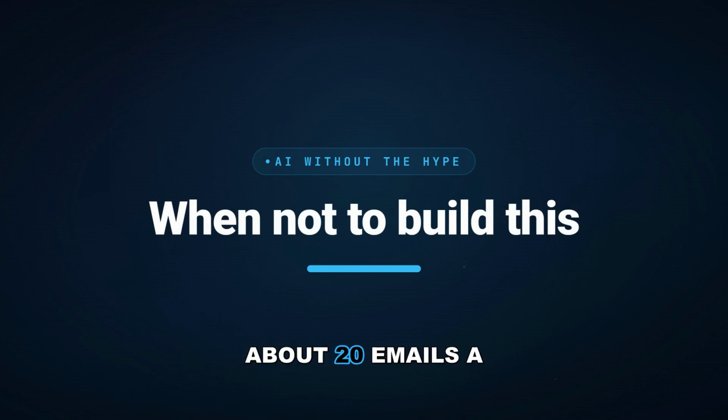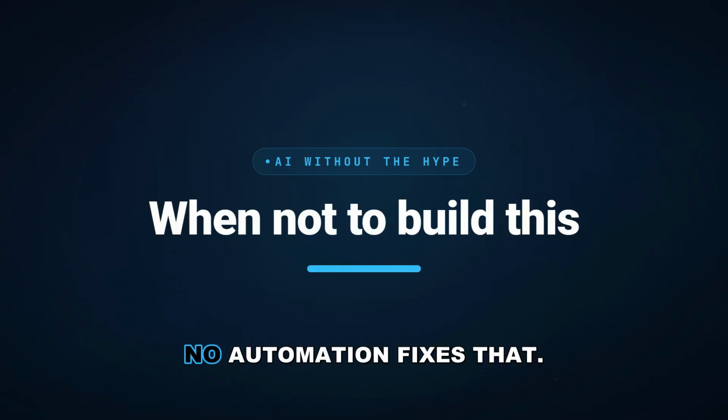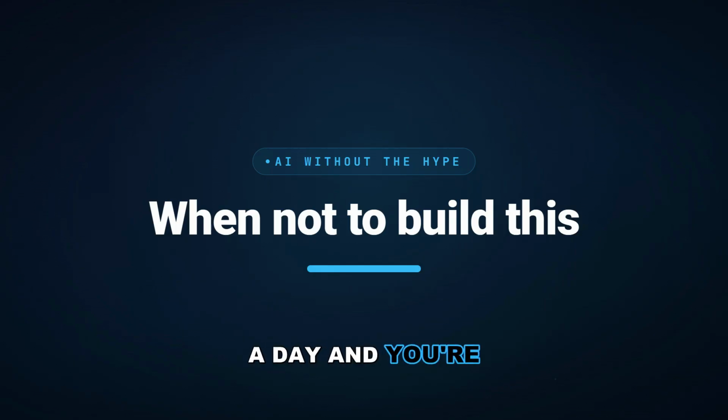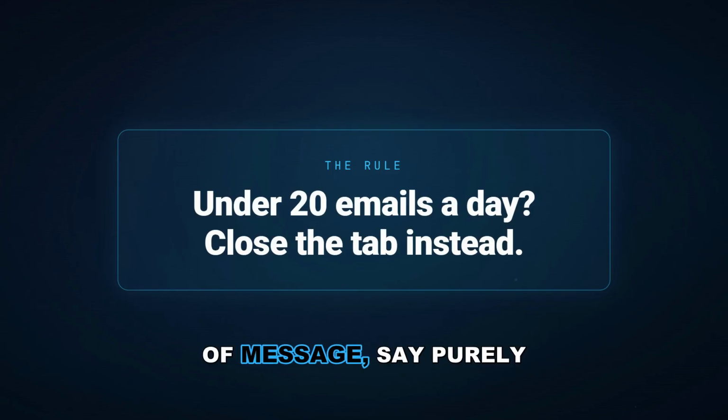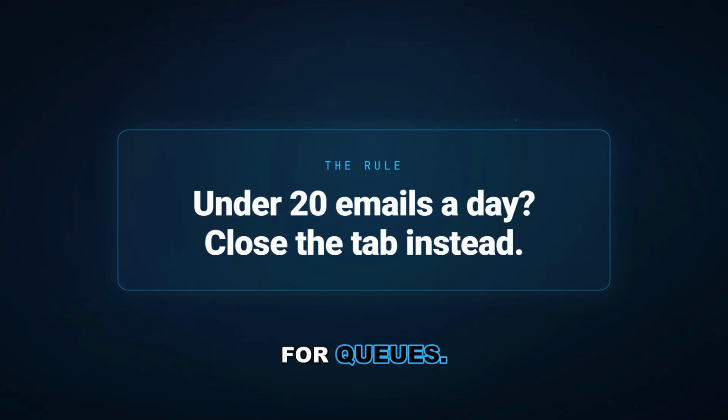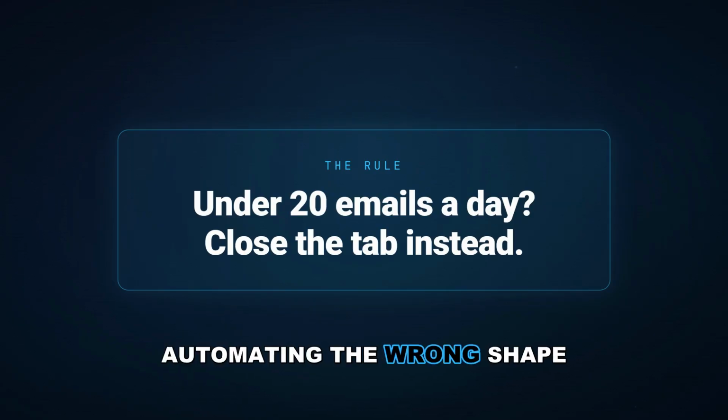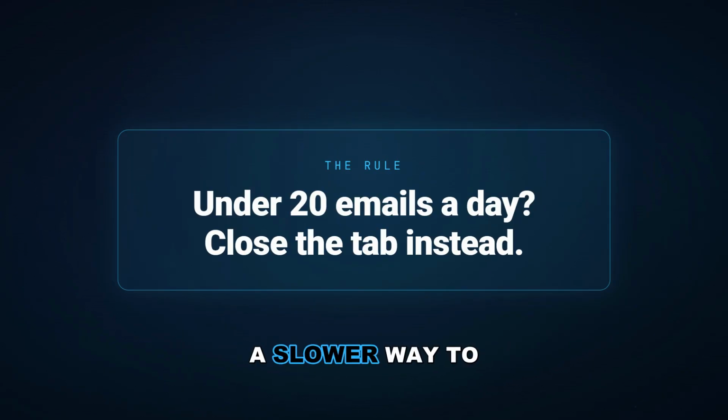If you get under about 20 emails a day, you don't have an inbox problem. You have a checking it too often problem, and no automation fixes that. Close the tab twice a day and you're done. And if your inbox is mostly one type of message, say purely support tickets, you don't need classification. You need a different tool that was built for queues. Automating the wrong shape of problem is just a slower way to arrive at the same conclusion.